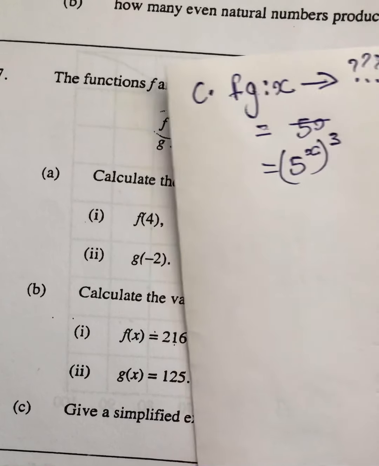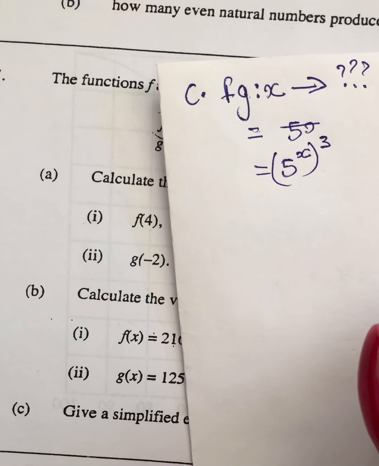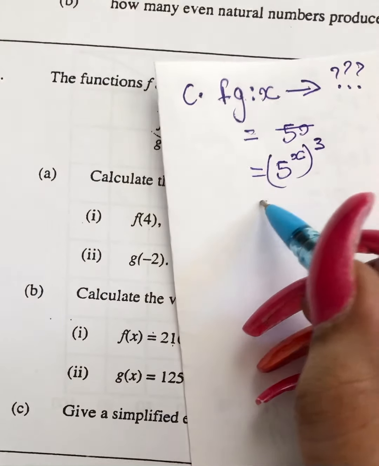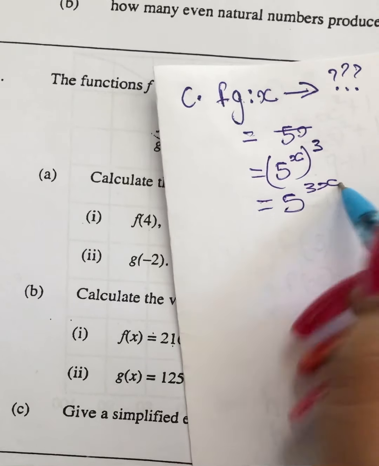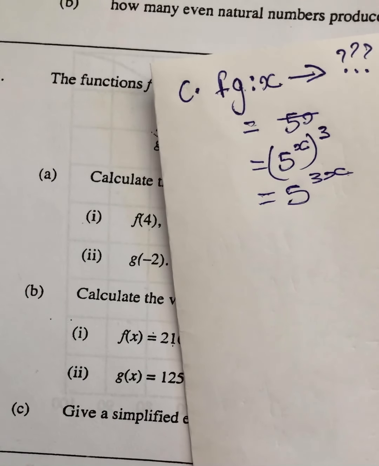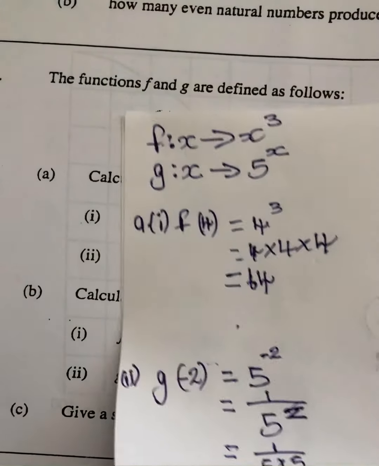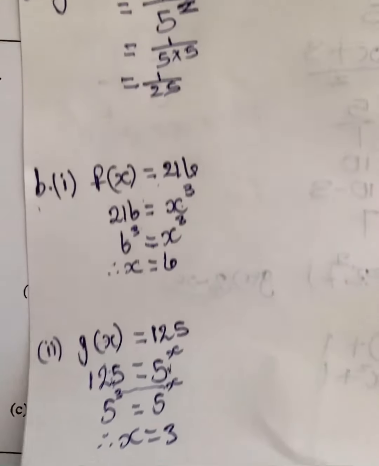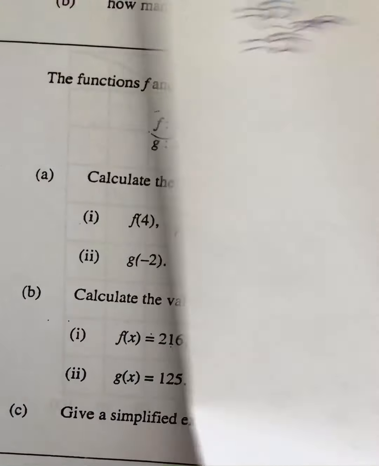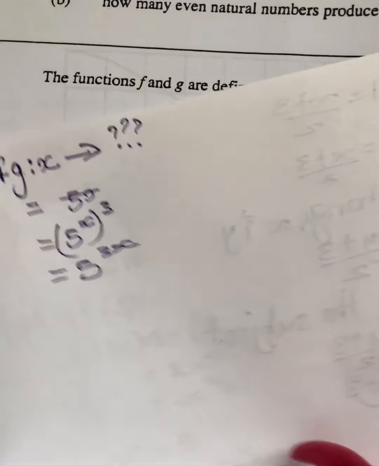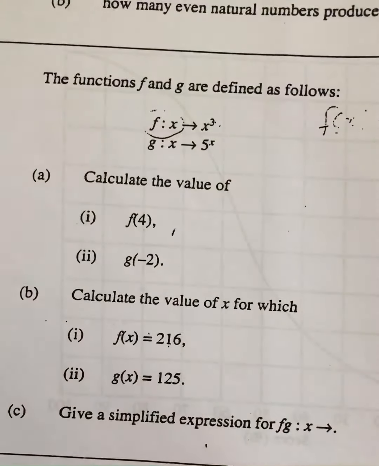Alright. And all I do now is to simplify. 5 and 3 by x will give us 3x. That's it. So I'm finished. Review your questions. This is our part C over here. Yeah. Thank you.